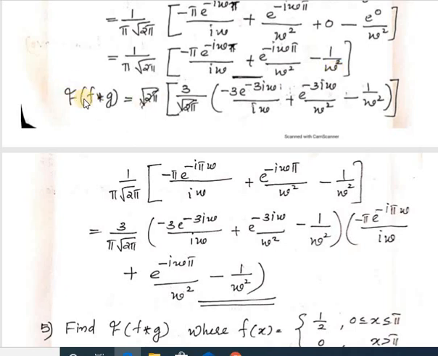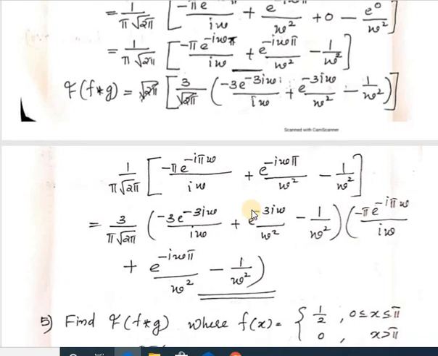Then by convolution theorem, F of f star g is equal to root 2 pi into Fourier transform of f of x into Fourier transform of g of x. So this is the answer.